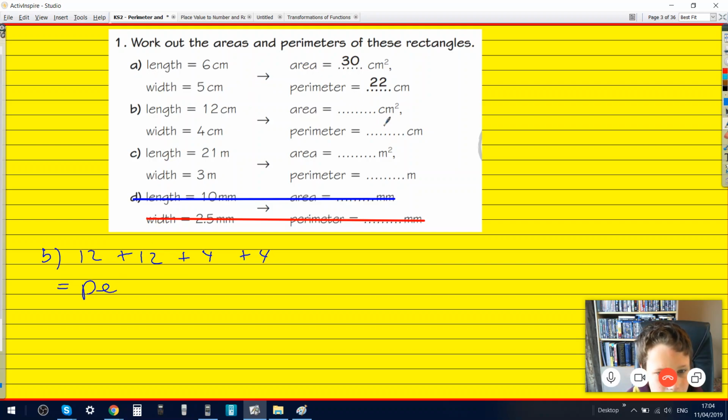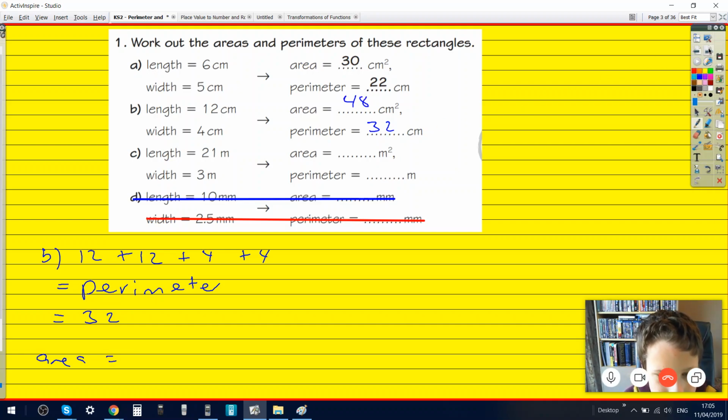Okay, how about the area? What for B? Yeah. Okay, so the area would be 12 plus 4, which is 16. No. Actually, no, 12 times 4, which is 48. Well done. And so the area is 48. Yeah, I think you're fine there.